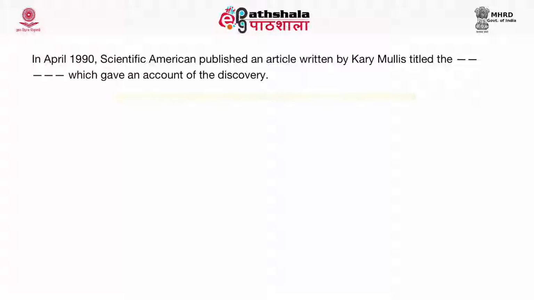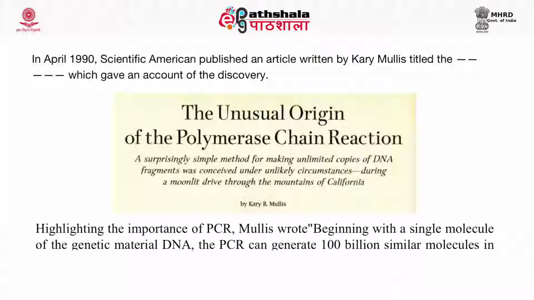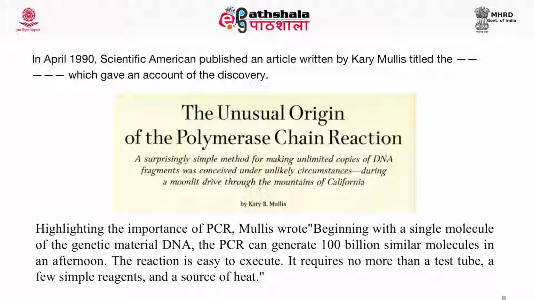In April 1990, Scientific American published an article written by Kary Mullis, titled The Unusual Origin of the Polymerase Chain Reaction. This article gave an account of the discovery of PCR. Highlighting the importance of PCR, Mullis wrote, beginning with a single molecule of the genetic material DNA, the PCR can generate 100 billion similar molecules in an afternoon. The reaction is easy to execute. It requires no more than a test tube, a few simple reagents and a source of heat.